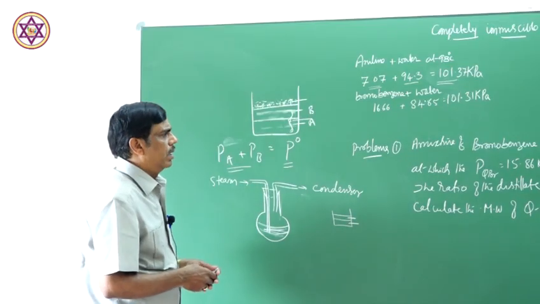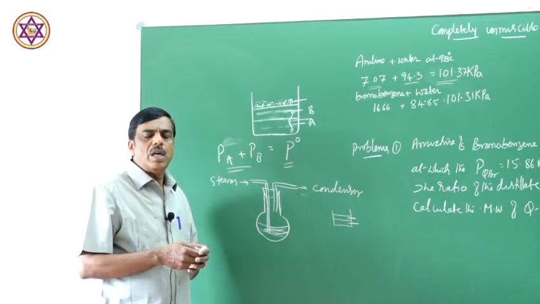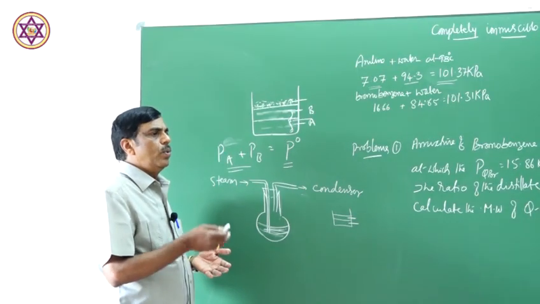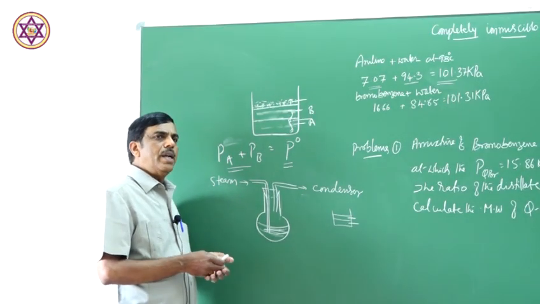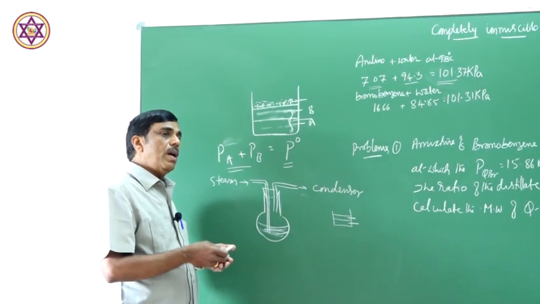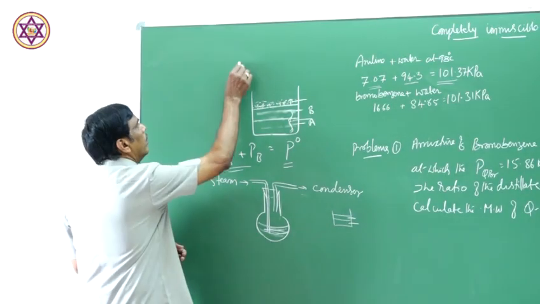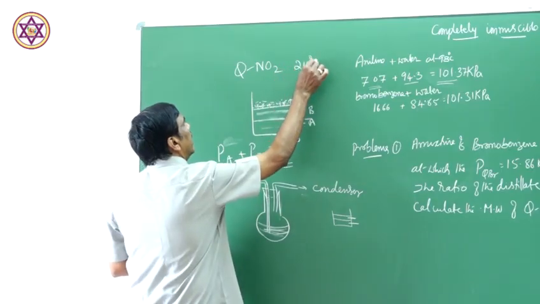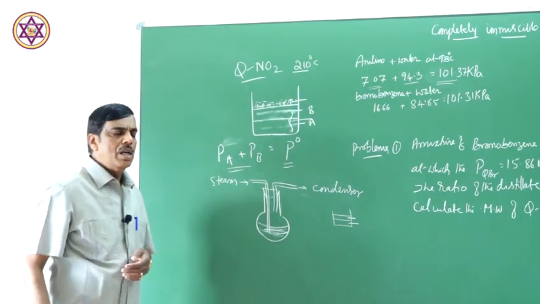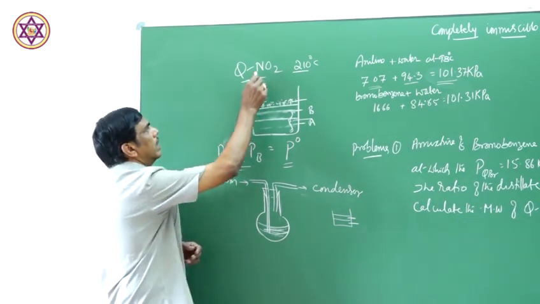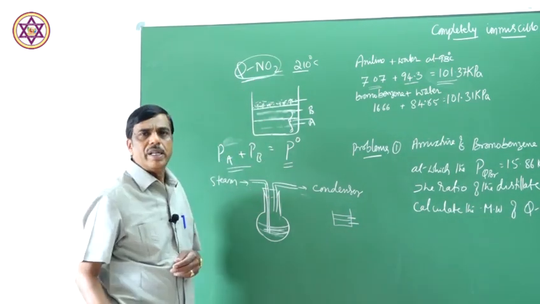Many of the liquids, as I told you, decompose at their boiling point. For example, nitrobenzene decomposes. Nitrobenzene boiling point is 210 degrees centigrade. Therefore, at this temperature, what happens when you distill nitrobenzene alone? It decomposes. This nitrobenzene decomposes at 210 degrees centigrade.